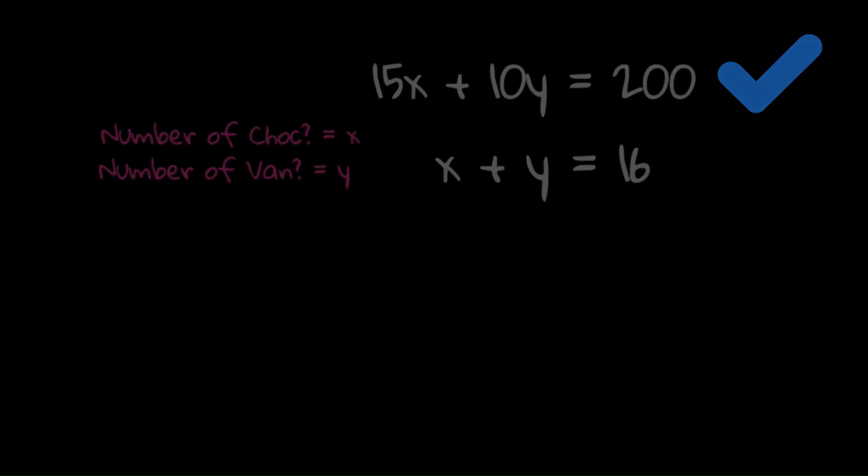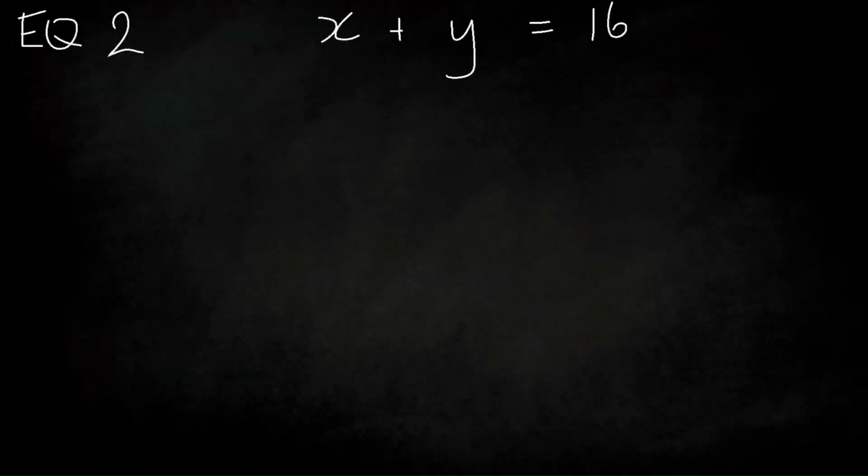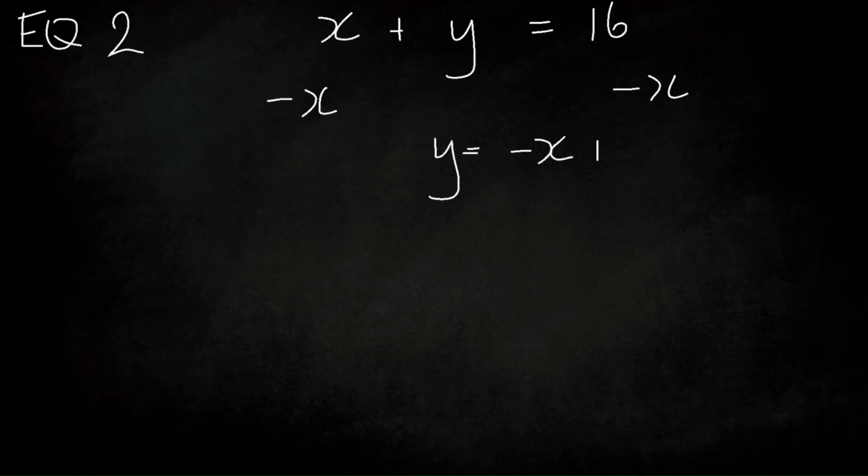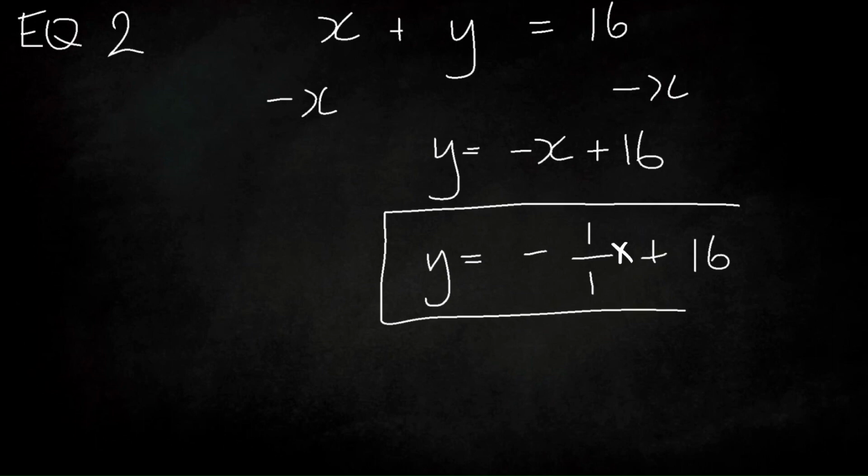Let's then go ahead and put the second equation in the same format. To get y on its own, we can take away x from both sides. Negative x is the same as negative 1 over 1x. Therefore, we have our graph y equals negative 1 over 1x plus 16.